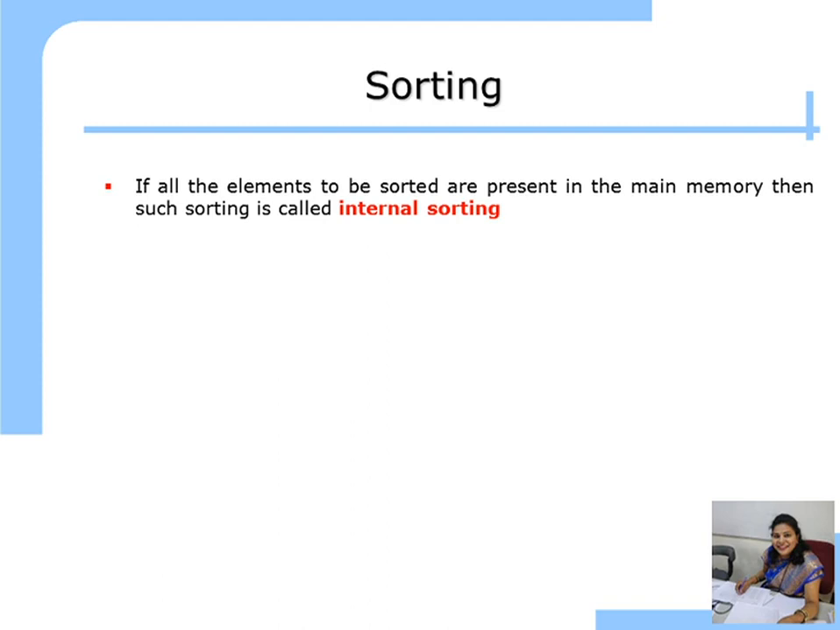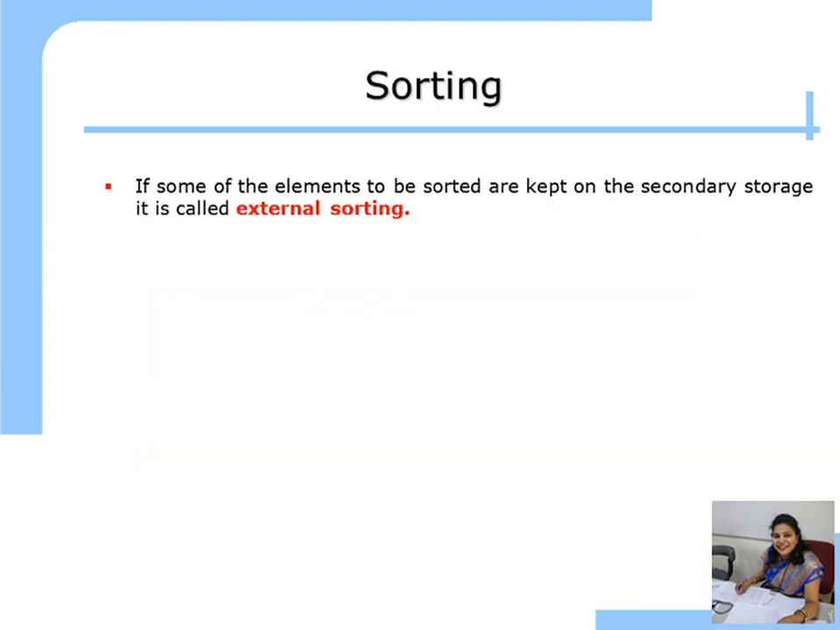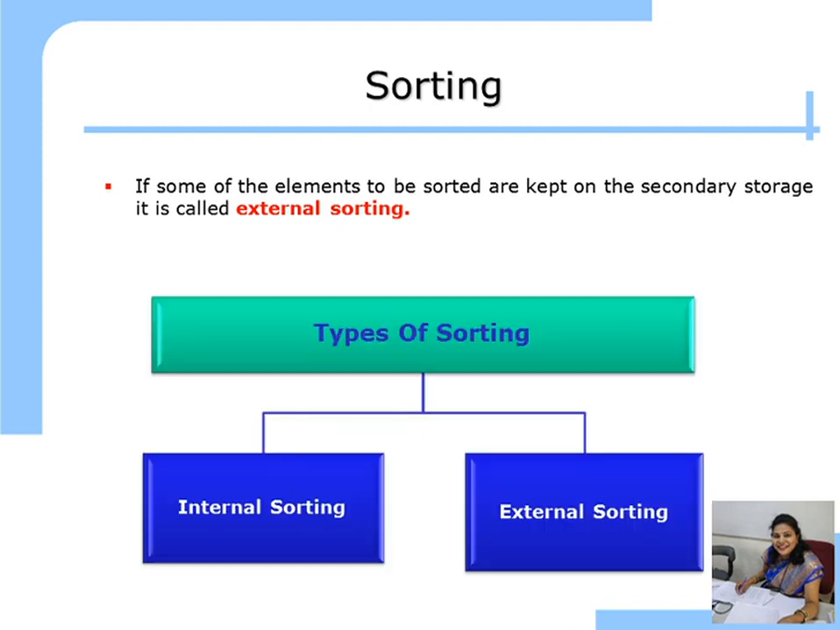So when some data is present in the main memory, means RAM, and some data is present in the hard disk, secondary memory, then external sorting techniques are used. Internal sorting is used for less data, and if some elements to be sorted are kept on secondary storage and some in primary, then it is called external sorting. So this is the main difference between internal and external. In internal, all the data is present in main memory, whereas in external sorting, some data is present in main memory and some in secondary storage.